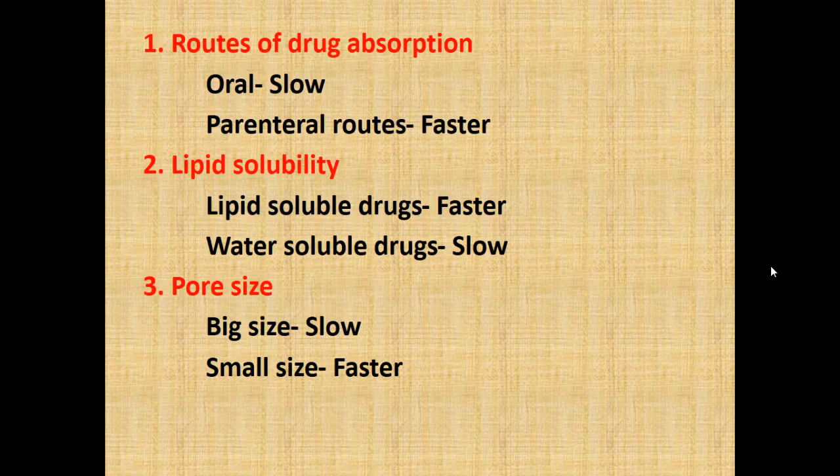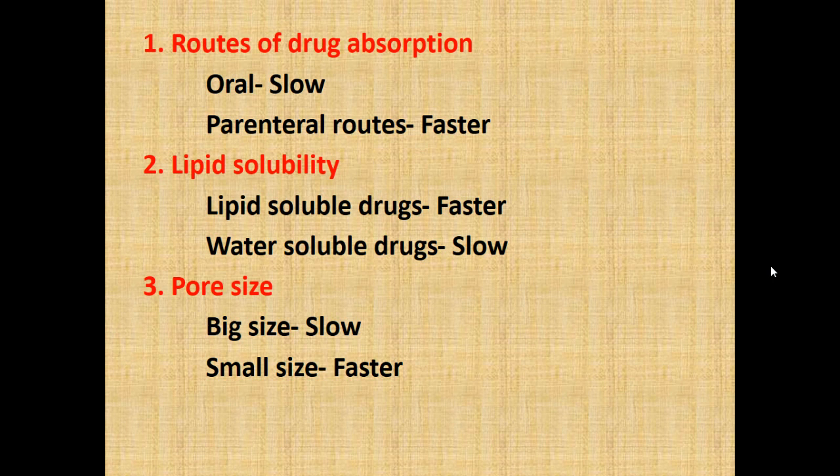Routes of drug administration: the oral route will always have slower absorption compared to the parenteral route. Whatever drug we administer, parenteral routes will have faster drug absorption. That's why these routes are preferred in acute and emergency conditions. Lipid solubility: lipid soluble drugs will absorb faster than water soluble drugs because our body is made up of lipid layers. That's why they will dissolve very fast and absorb faster.